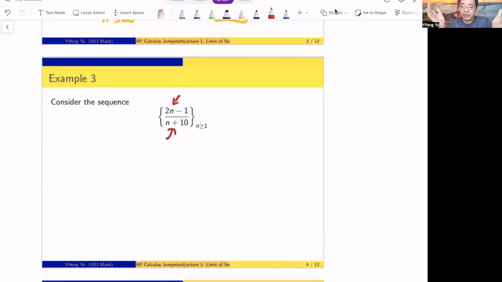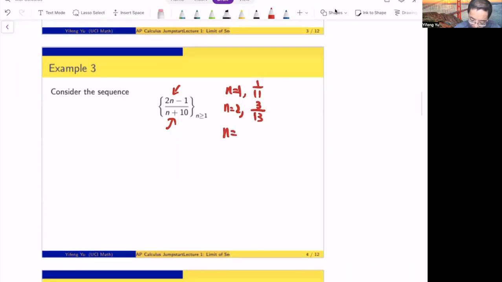So what are we going to do? Suppose this is not so clear to you, then why not just write out several numbers? So let's do it. If n equals 1, this is 1 over 11. How about n equals 2? I just directly calculate. So this will be 3 over 13. And when n equals 3, this will be 5 over 13. Of course, we can keep writing out the numbers. One thing you can see is that those numbers are increasing.